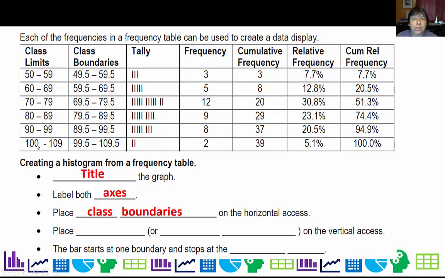And if you see questions from the outside world or on an AP test, this is really what you tend to see, the 50, 60, 70, 80, 90, 100. Today I'll show you the class boundaries. So place the frequencies or the relative frequencies on your vertical axis. So let's go ahead and make a graph. And make sure that one boundary it stops, the next one starts. So the bars need to touch.